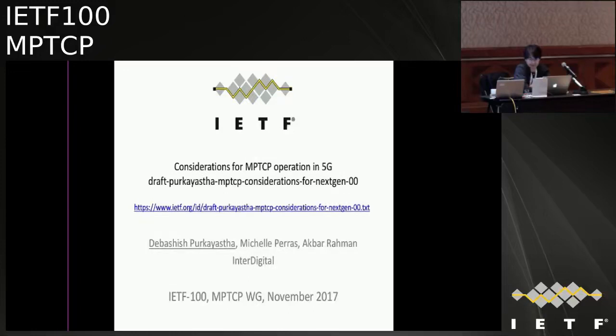And our understanding at that time is he said no, and he would be interested in knowing what use case that might occur in. So that's basically what we tried to document in this draft.